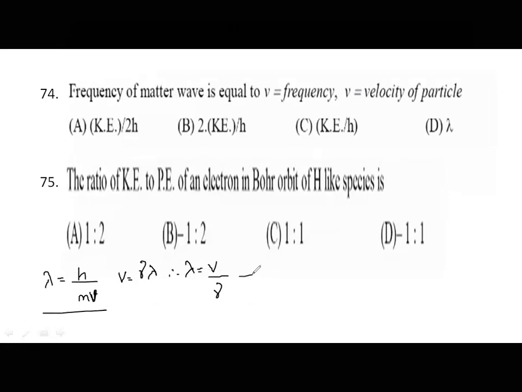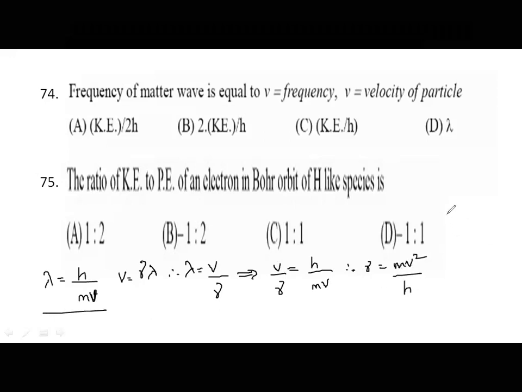I'll get V by nu is equal to H by mv. So therefore, what I will do, frequency is equal to V comes here. I'm taking it reciprocal, mv square upon h.